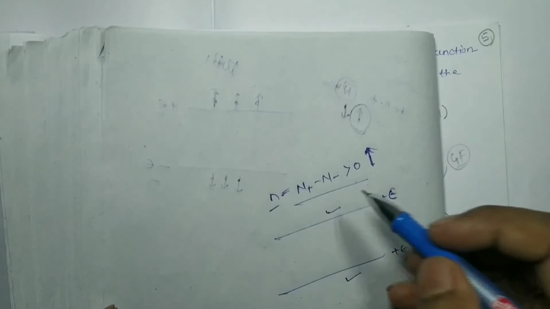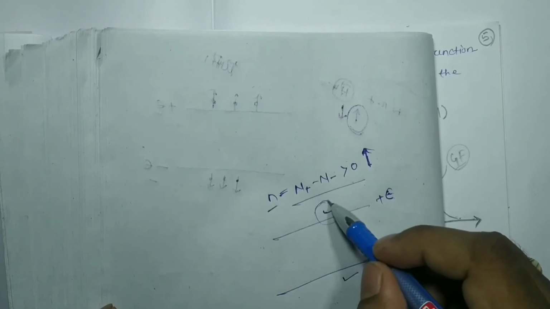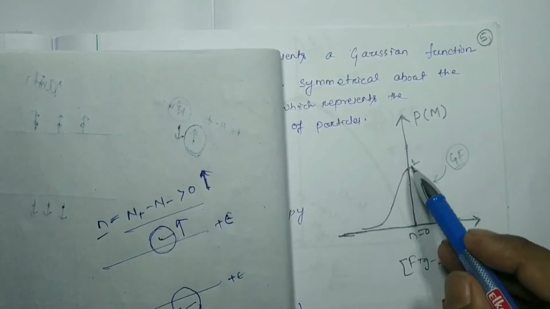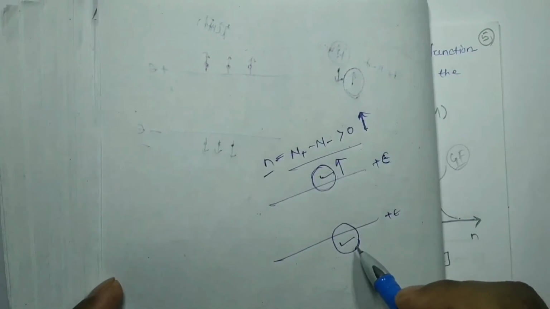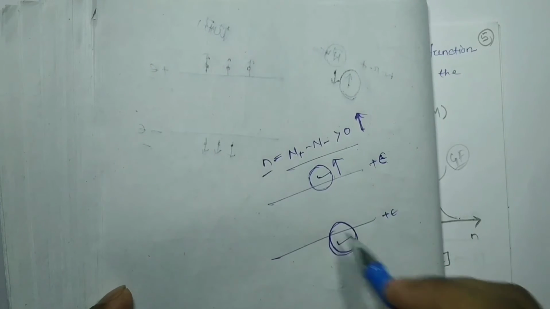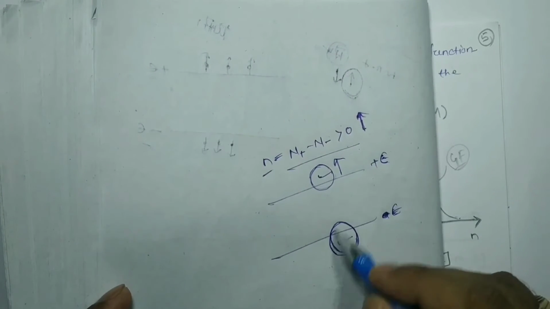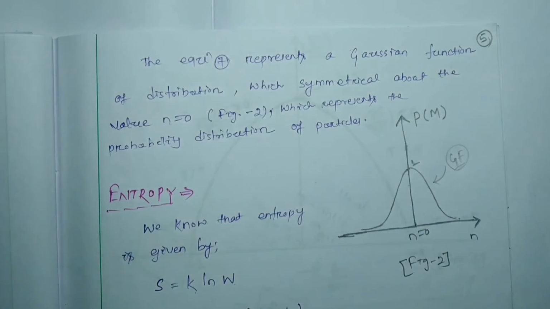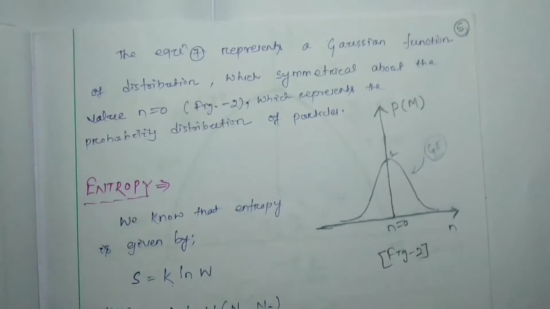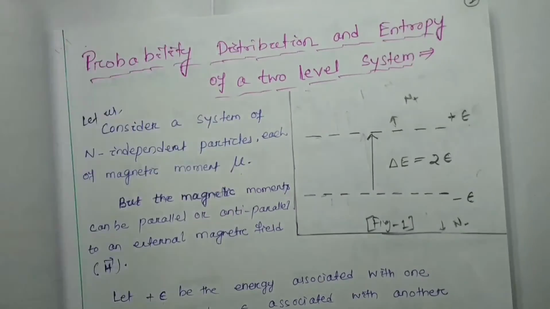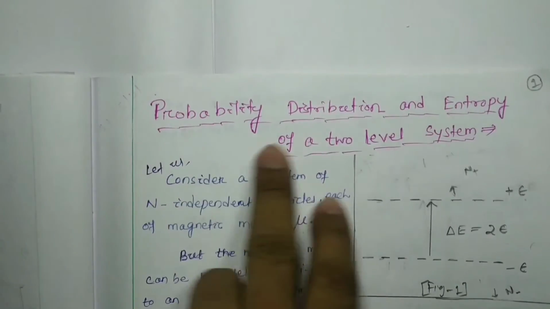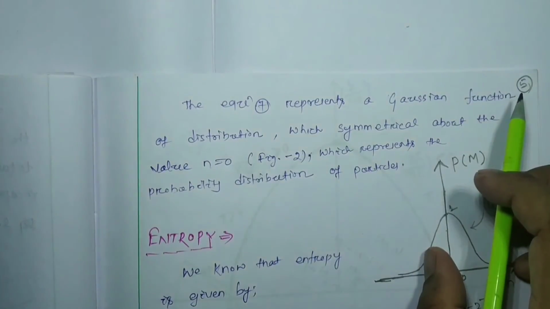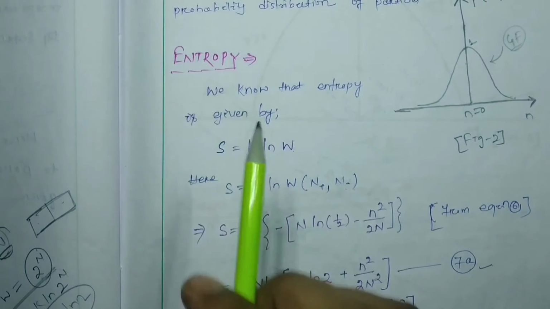And if the number of particles in this state is increased as compared to this one, the probability is going to decrease. If the number of particles in this energy state, here minus epsilon, is increased as compared to this energy state, the probability is also going to decrease. So here, for the two level energy system, we found that the probability distribution is a Gaussian function. Okay, now we have to go for the entropy of this system.